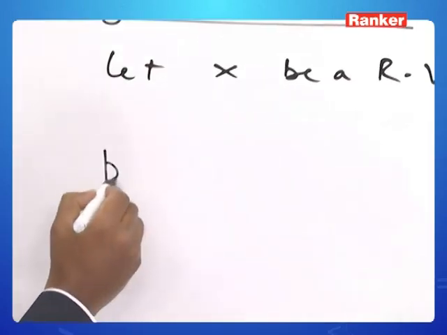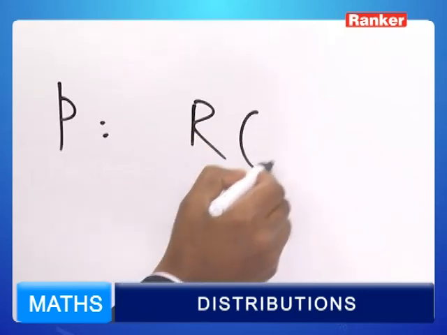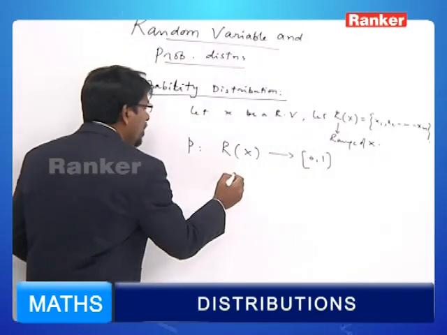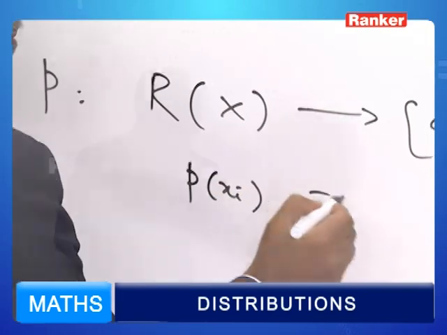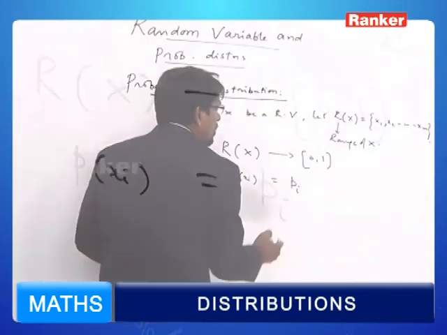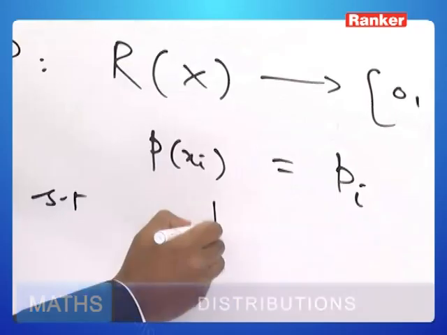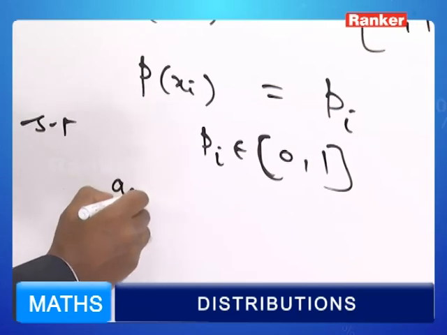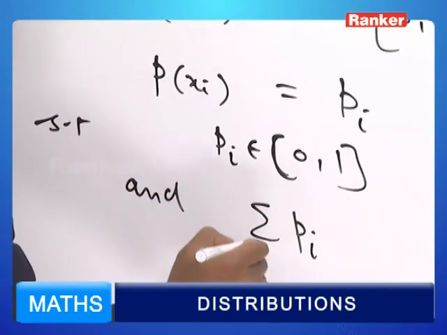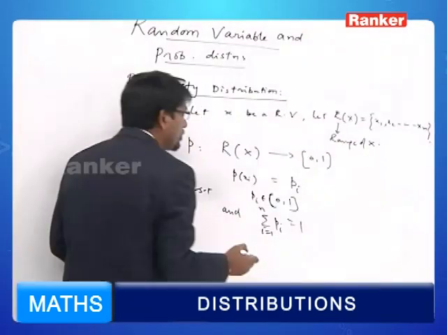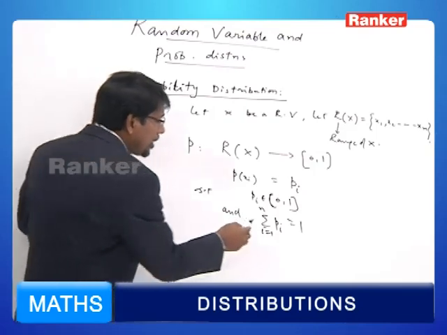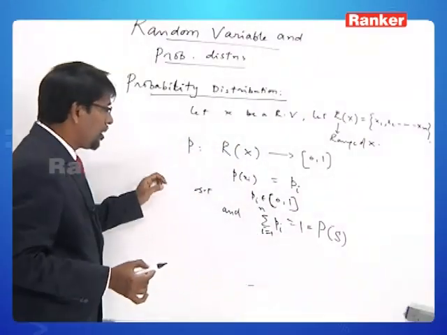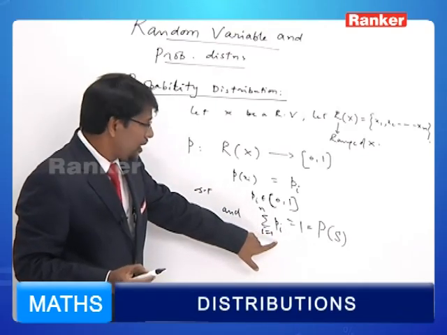Now, a probability distribution is a function p from the range of the random variable to [0, 1]. That is, to each xi some number pi is attached such that pi lies between 0 and 1, and the sum of these pi's, i ranging from 1 to n, is equal to 1. Now, we observe that this 1, which is equal to the probability of the sample space, is getting distributed among n different numbers.